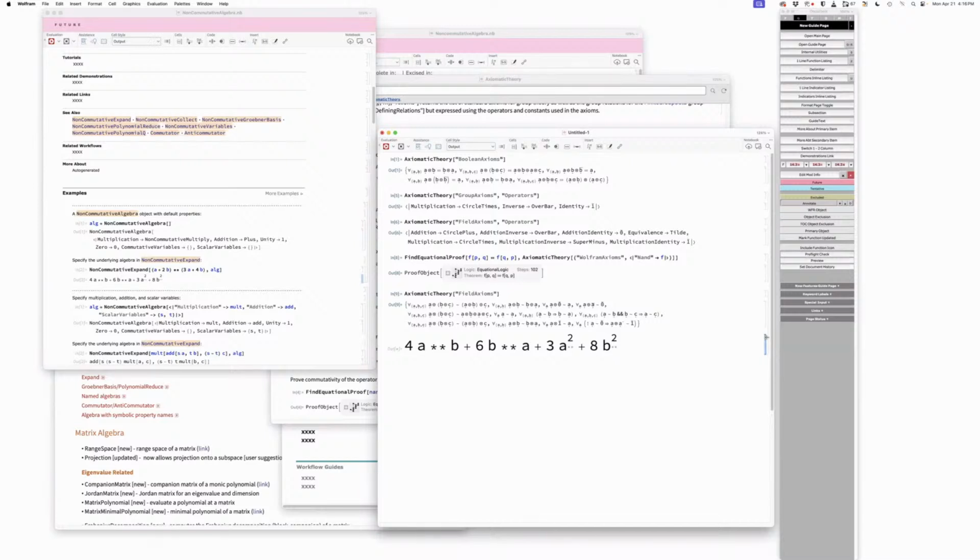I get it. So one question here. What would the natural notation for this be if it wasn't for the fact that we've got star star? Would it be a circle times, or would it be a dot? What would the natural thing be that you would use mathematically?